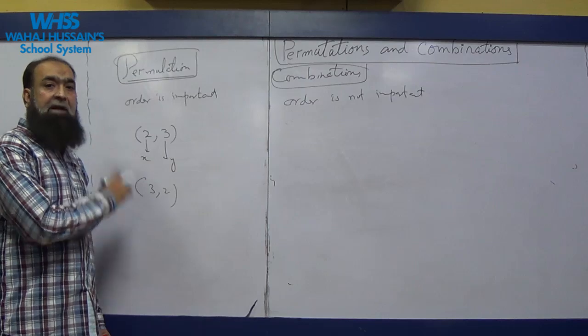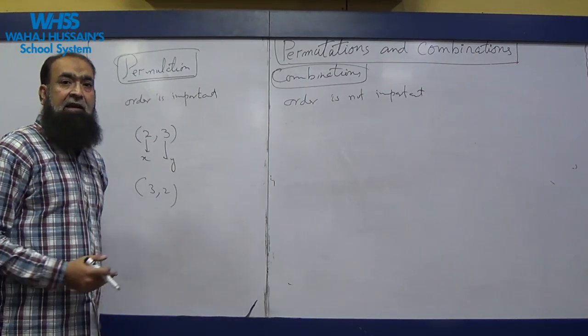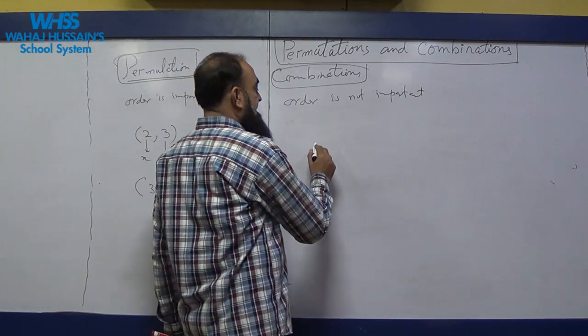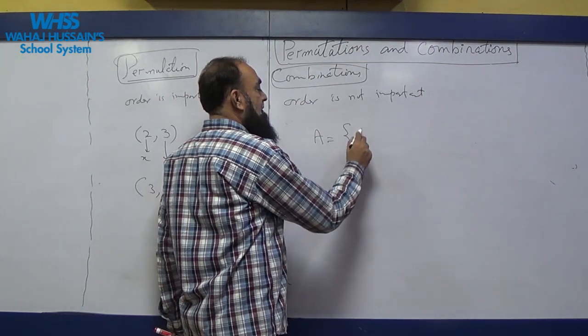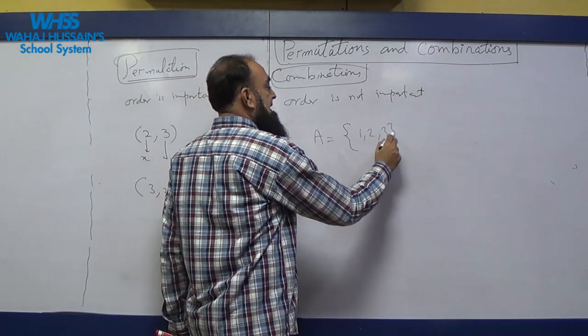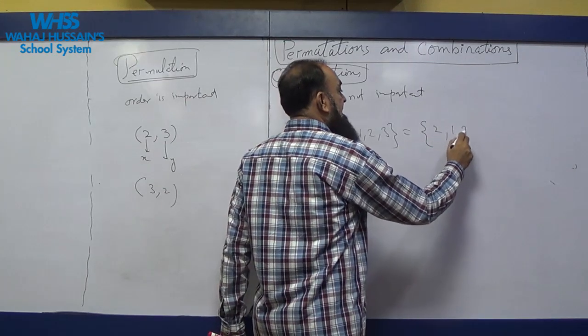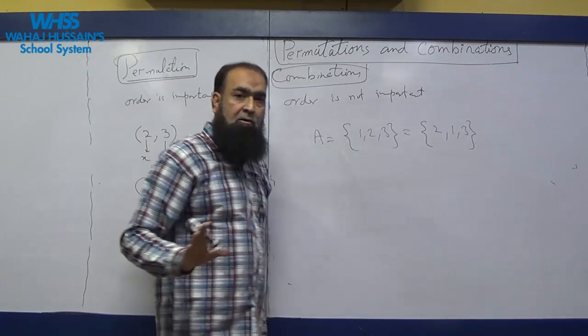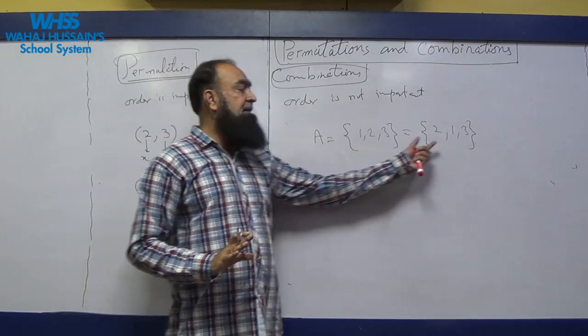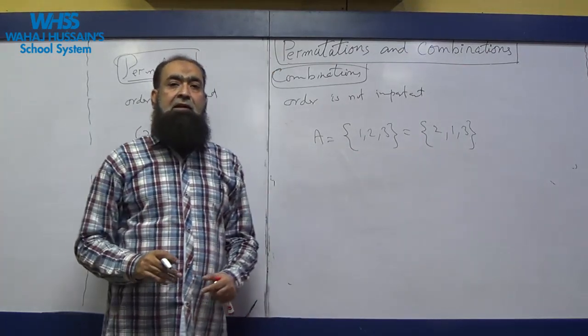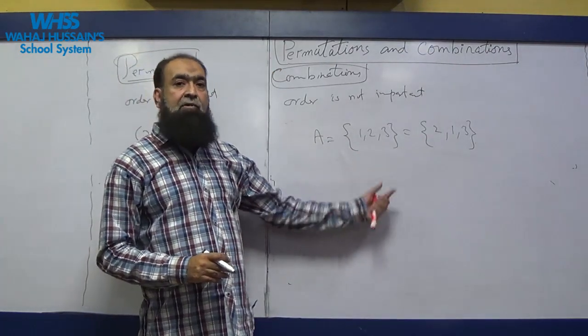So order matters. But in contrast, in some cases, in sets, we have a set which has elements 1, 2, 3. I can write this like this, first 2 and then 1 or 3. No difference between this set and this set. Both are equal because order is not important.